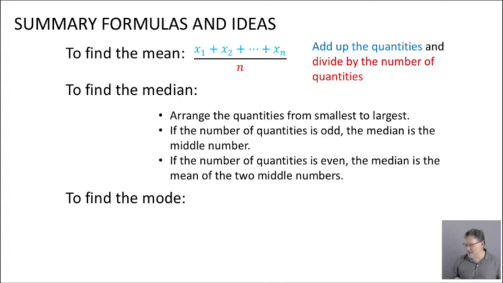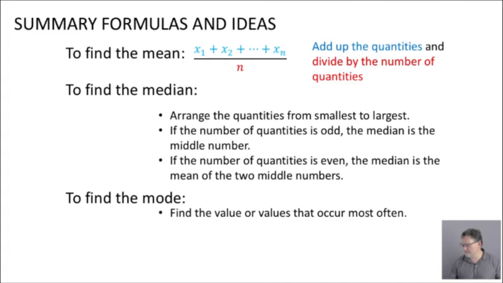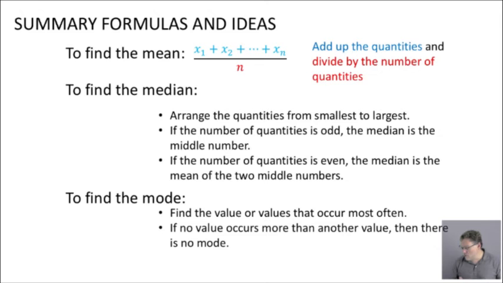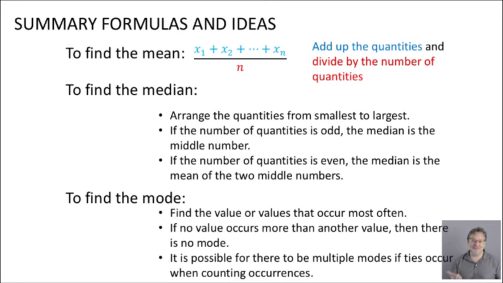Lastly, the mode. You find the value or values, could be more than one, that occur most often. This could be a tie between 2 or 3 or 4 or 12 or whatever. And if no value occurs more than any other value, then you can say simply that there is no mode. And lastly, it is possible, as I hinted at earlier, for there to be multiple modes if ties occur with counting occurrences. So 2 or 3 might be tied for first place, so to speak, as far as popularity is concerned. And so it's possible for the data set to be not monomodal or unimodal, but to be bimodal, trimodal, and so on and so forth.